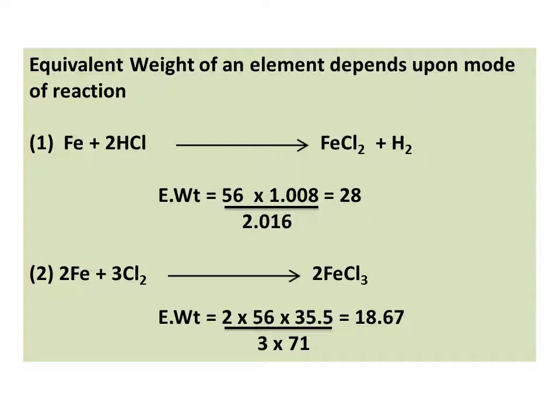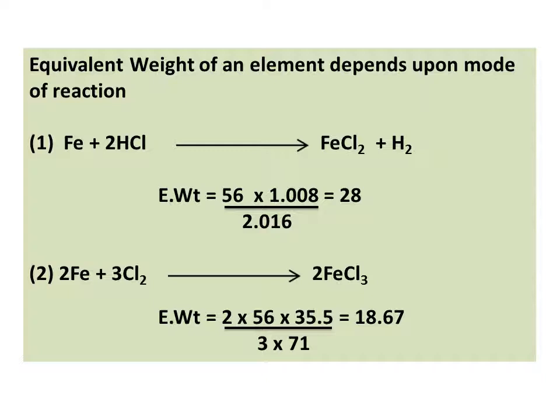iron, divided by how much hydrogen it has displaced. It has displaced one molecule of hydrogen. Its molecular weight is 2.016 and the equivalent weight of hydrogen is 1.008. So 56 divided by 2.016 into 1.008, the equivalent weight of hydrogen. That comes out to be 28. So the equivalent weight here of iron is 28.